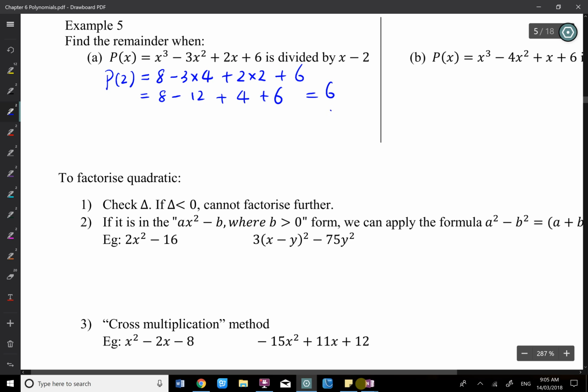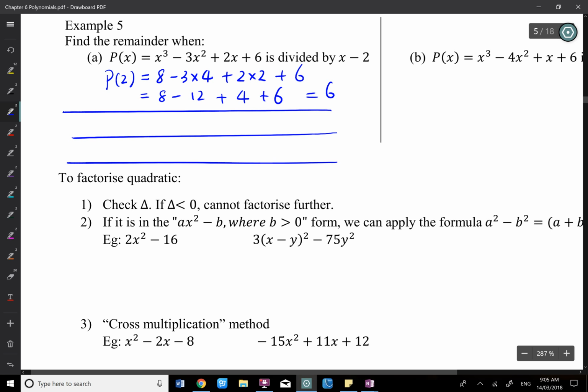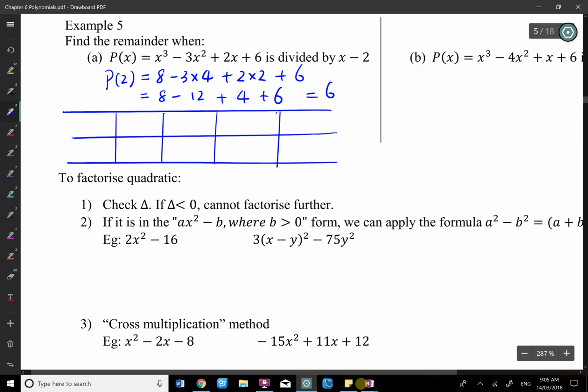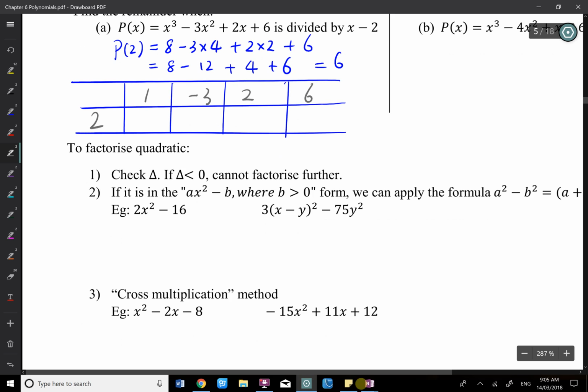But I want to show you the fantastic thing of this box. This can give me all the information I need. The remainder theorem can only tell me the remainder, but not what you have for the Q(x), the top part. You don't know what the quotient is. So I can set up this box: 1, negative 3, 2, and 6. What I will substitute is a 2 here.